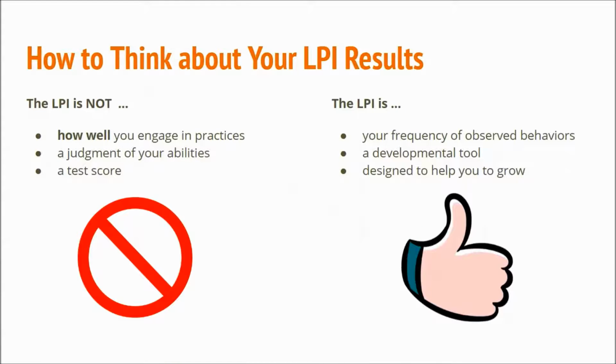Now that you understand a little bit more about the LPI, it's really important to realize how you should look at your results. You want to recognize the LPI is not a judgment of how well you are performing or functioning. It's really more of a collection of observations about how often you're engaging in specific behaviors. More importantly, it really speaks to how often you're seen engaging in these behaviors and practices. And that's where the observer piece is so important.